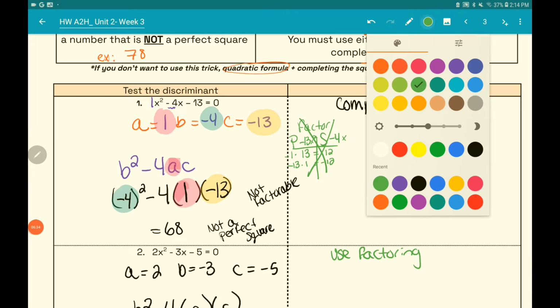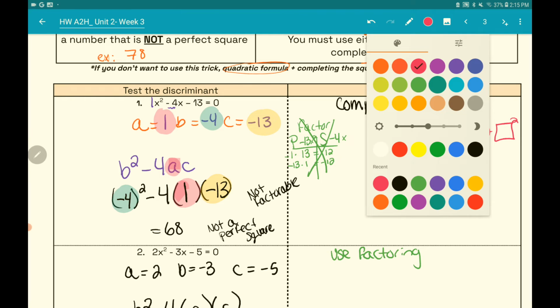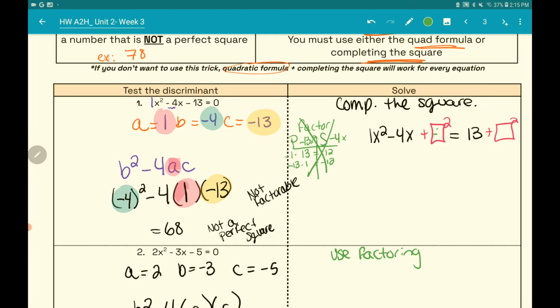All right, so that's the trick. Let's actually solve this just to have some review. So completing the square, I'm going to move my C term to the other side. I'm going to add my box. What goes in the box? B over 2. In this case, it is negative 2. All right. I bring down my x. I bring down my negative 2.